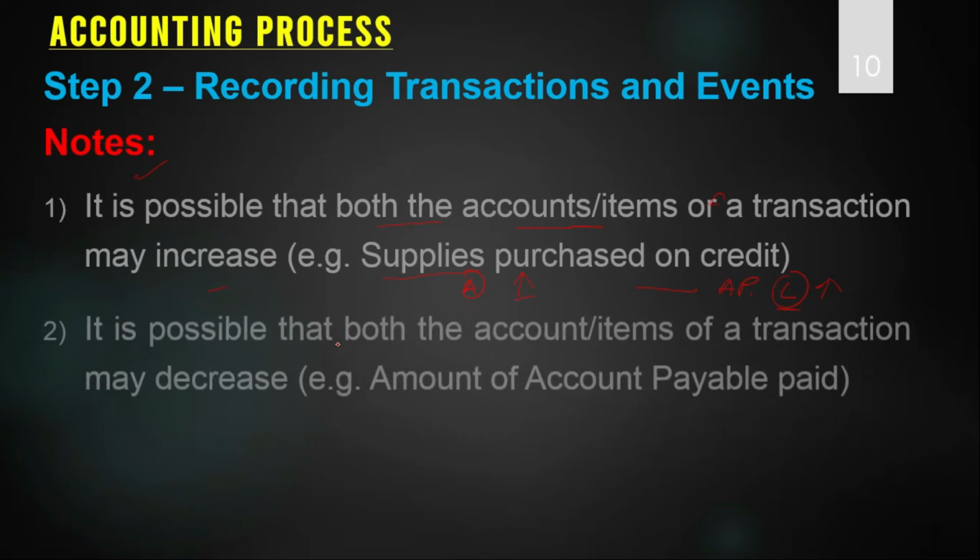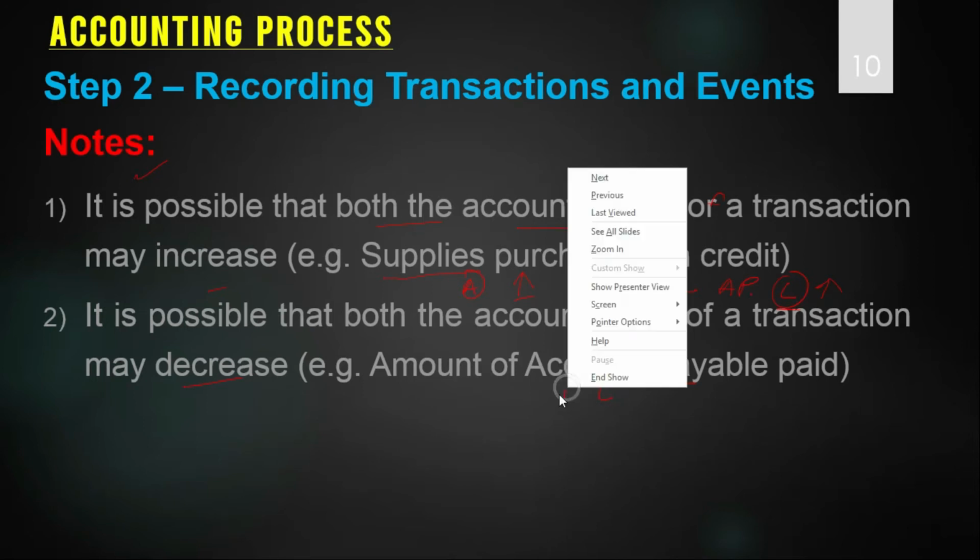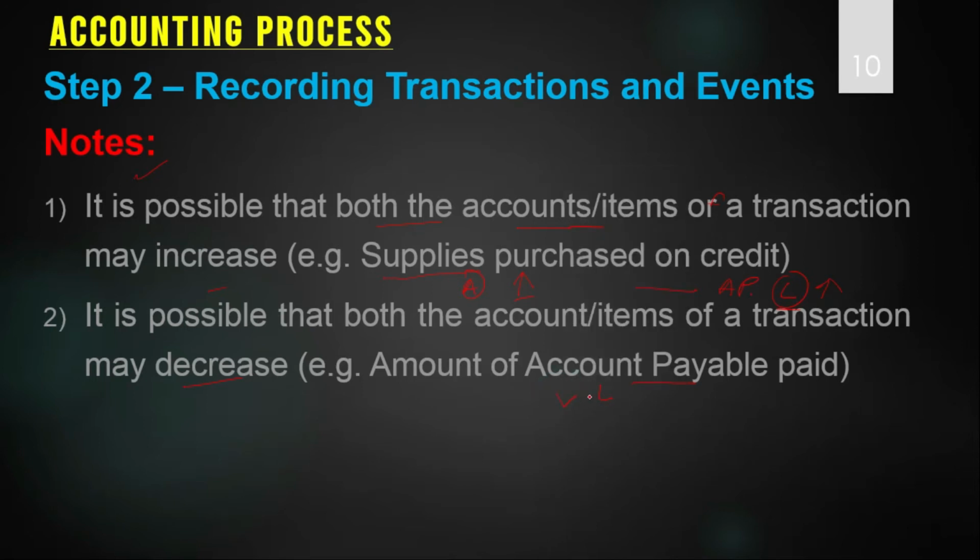Second case, both the accounts of a transaction may decrease. It is also possible that both accounts may decrease. For example, the amount of accounts payable paid. So accounts payable is a liability. If you are making the payment of accounts payable, it means you are decreasing the liability. But if you are making the payment, it means your cash will also be decreased. Cash is an asset, and it is a decrease in the asset. So you will see that one item is decreasing as accounts payable is paid, and the other item is also being decreased.